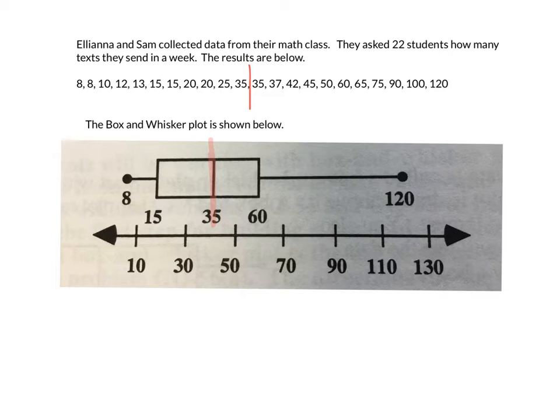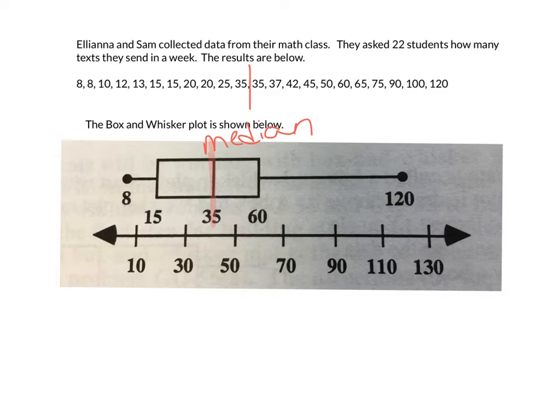So we have said that this middle one is my median. Now in this case, they show you the numbers here, but you actually don't have to put them. You only have to actually make the shape. But it's helpful to label them just so you know what they are. So 35 is my median.